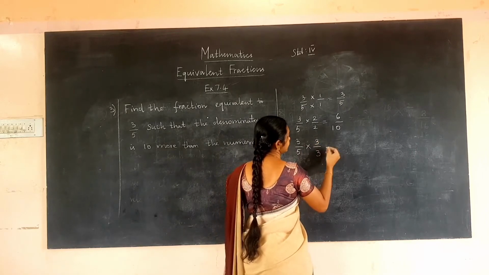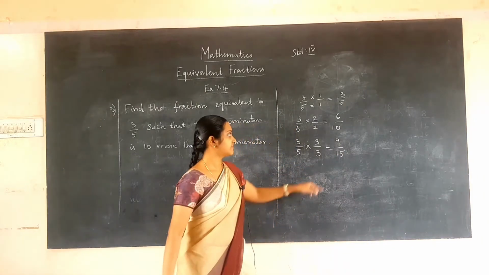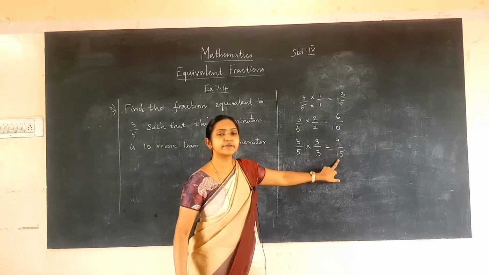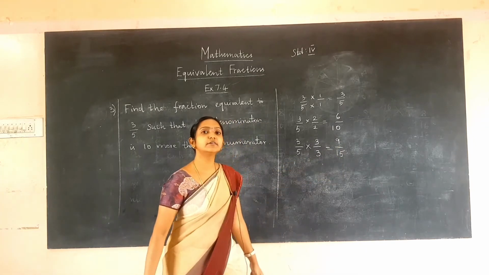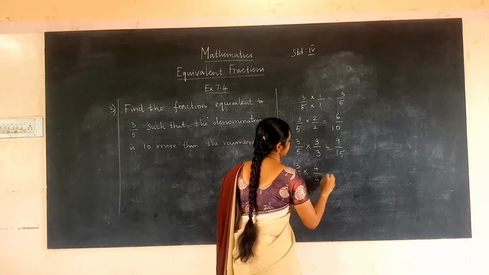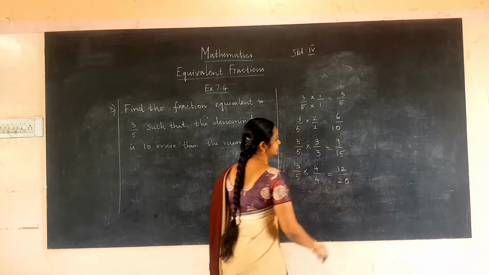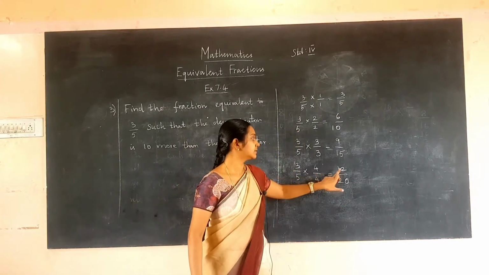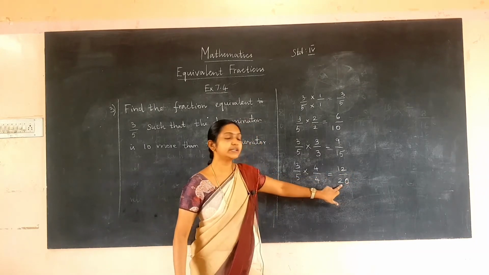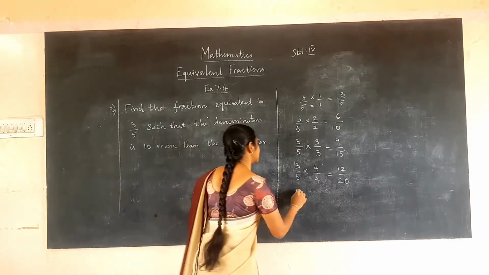Next, let us multiply it by 3. 3 into 3 is 9. 5 3s are 15. If we add 10 to the numerator, 10 plus 9 is 19. In denominator, we must be having 19. So, this is not the equivalent fraction. Now, multiply it by 4. 4 3s are 12. 5 4s are 20. Here, 12 plus 10 is 22. In denominator, we must be having 22. Here, we are having only 20. So, this is not the equivalent fraction.